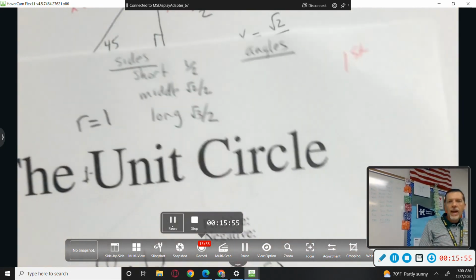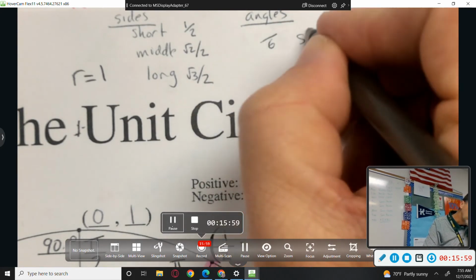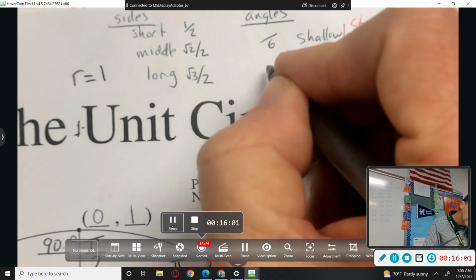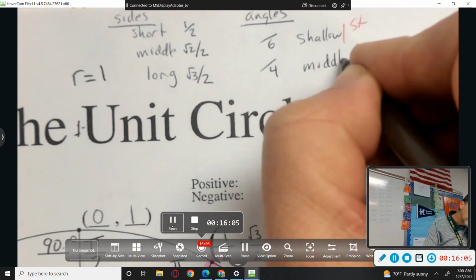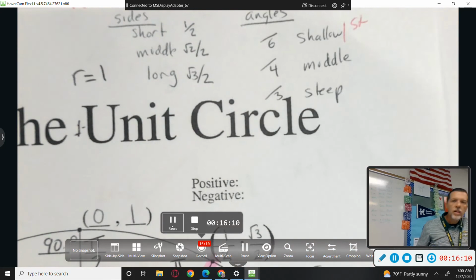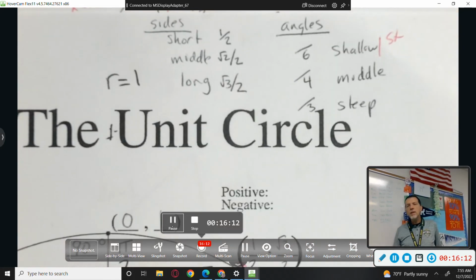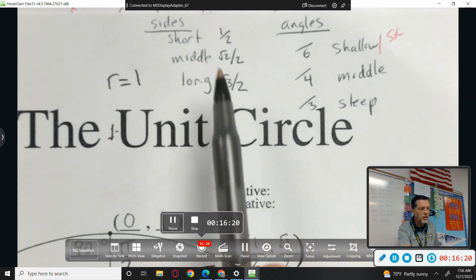So on my angles, anything over 6 is a shallow angle. Anything over 4 is in the middle. And anything over 3 is steep. So that helps me locate my angles. And then once I locate my angles, it's really easy to see who's short and who's middle and who's long.